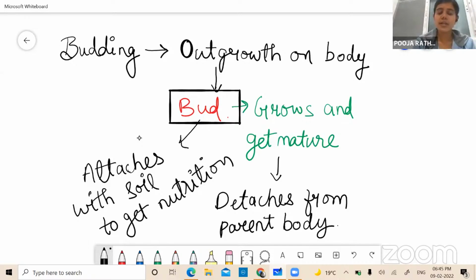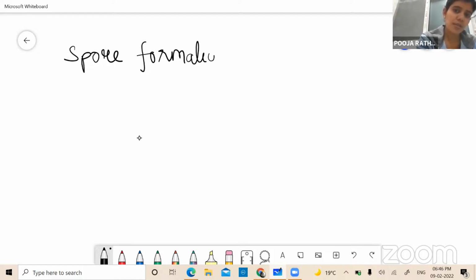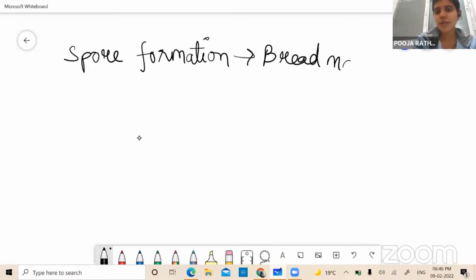Okay, so through budding, which organism reproduces? An example for budding is hydra. It reproduces through budding. Okay, after budding, the next one for us is spore formation. In spore formation, what happens mainly? Have you seen bread mold, which grows on bread?